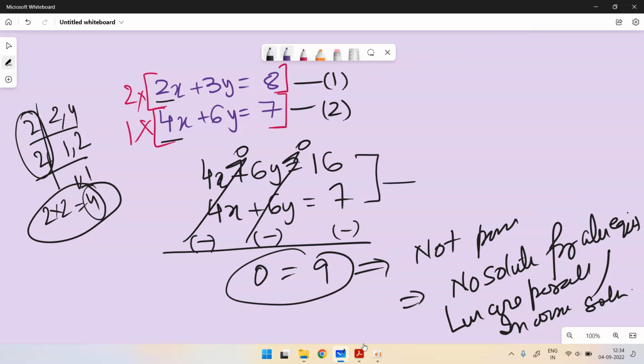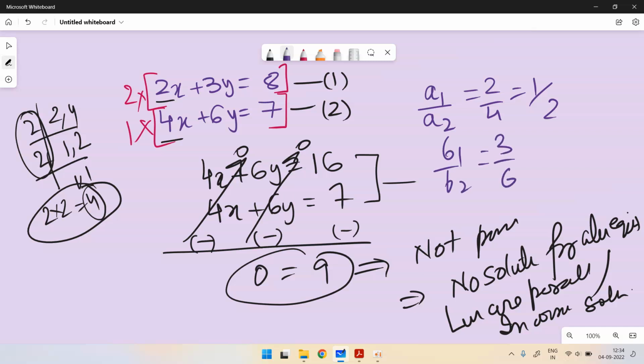And even as I have told you the basics, if you calculate a1 by a2, it is 2 by 4, which is 1 by 2, and b1 by b2 is 3 by 6, which is 1 by 2. But if you calculate c1 by c2, it is minus 8 by minus 7, which is 8 by 7.